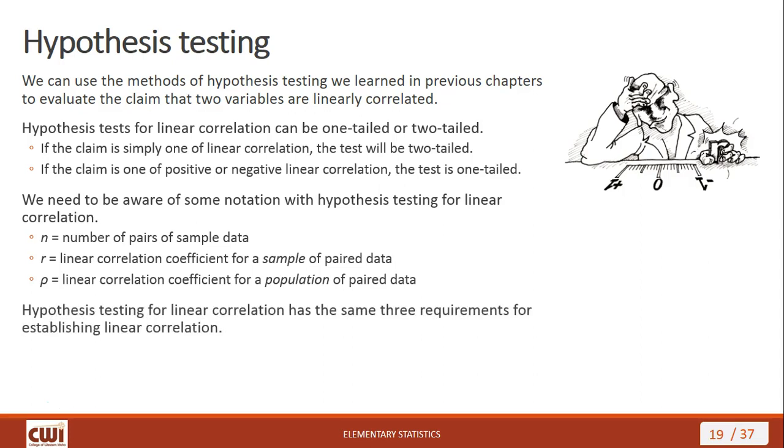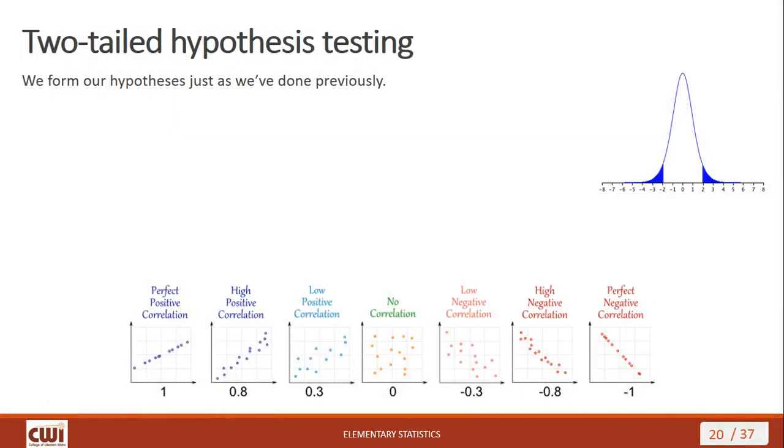So we have the same three requirements for establishing linear correlation with hypothesis testing that we've seen all along. So we need to make sure those are met. We also form the hypotheses just as we've done previously. So typically you're going to see a two-tailed hypothesis test. You're just looking for some correlation. It's not specified whether that correlation is positive or negative. It's just any correlation. So in that case, you have a two-tailed hypothesis test.